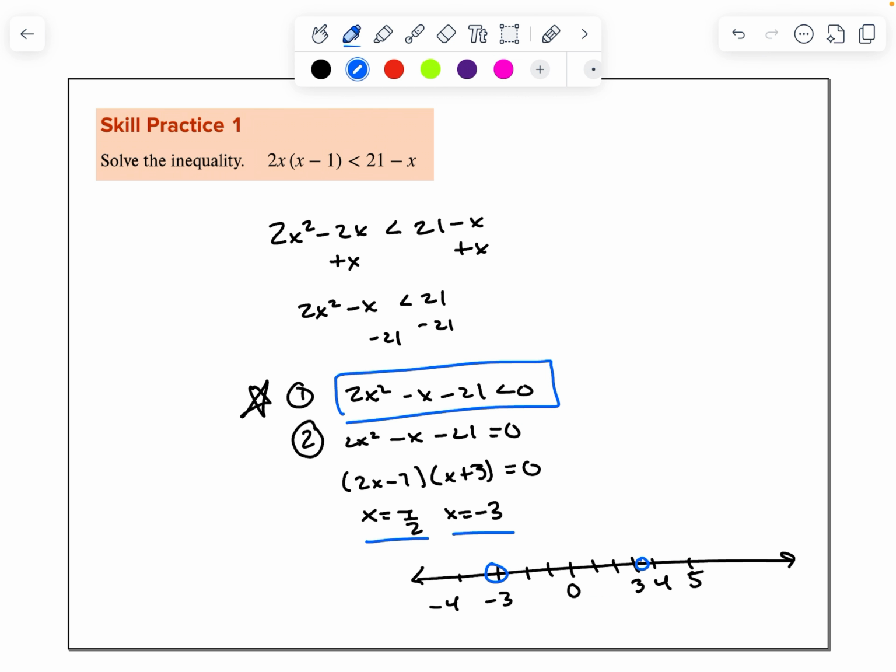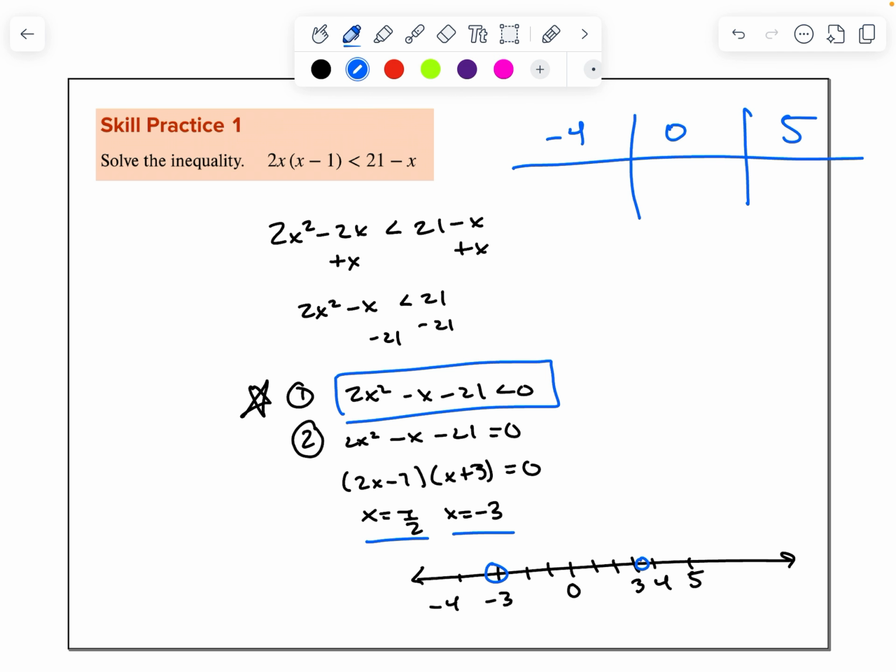It's 3.5. -3 is to the left, and I saved the best part for last so that you guys could see this happen. I need to pick a number in each range. So like -4 is to the left. 0 is in the middle. 5 is to the right, and I'm just going to check and see if they give me a true statement.